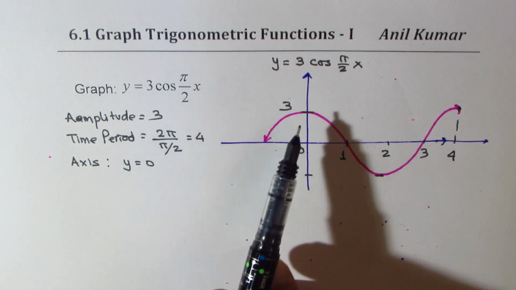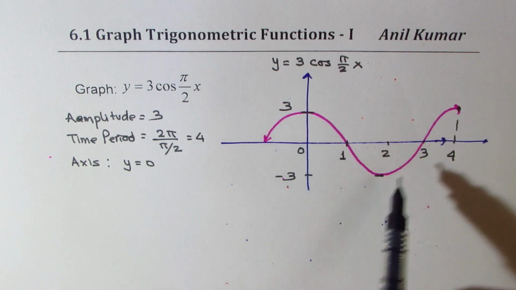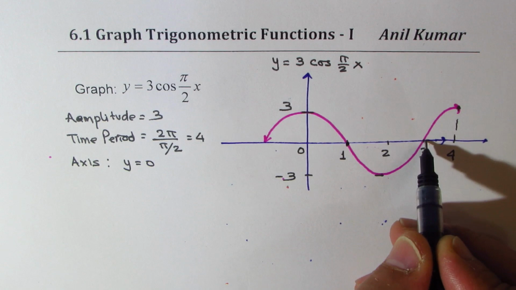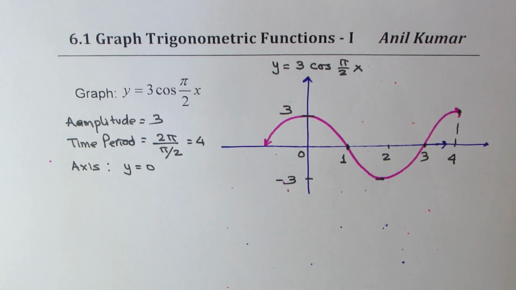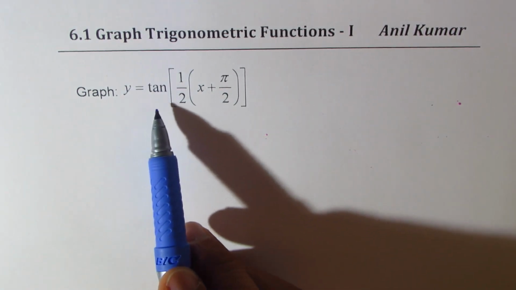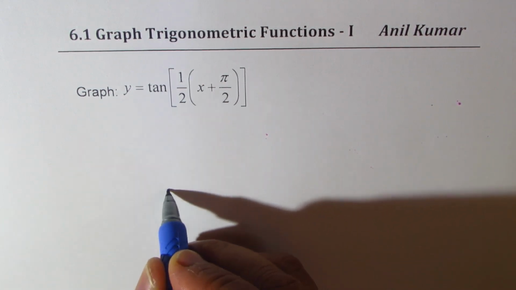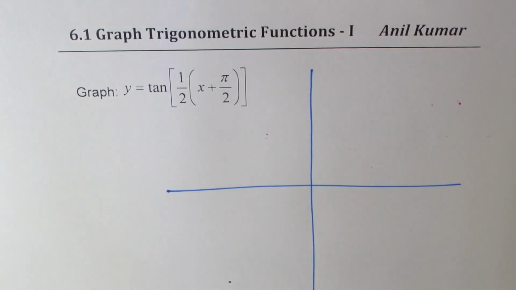Now cosine function starts with the maximum and ends with the maximum in one wave, as shown here, and it has 2 zeros in one cycle. Correct? Now let's take up the tan function. The function which we need to graph is y equals to tan half of x plus pi by 2. So let's begin by graphing the basic tan function, which looks like this.